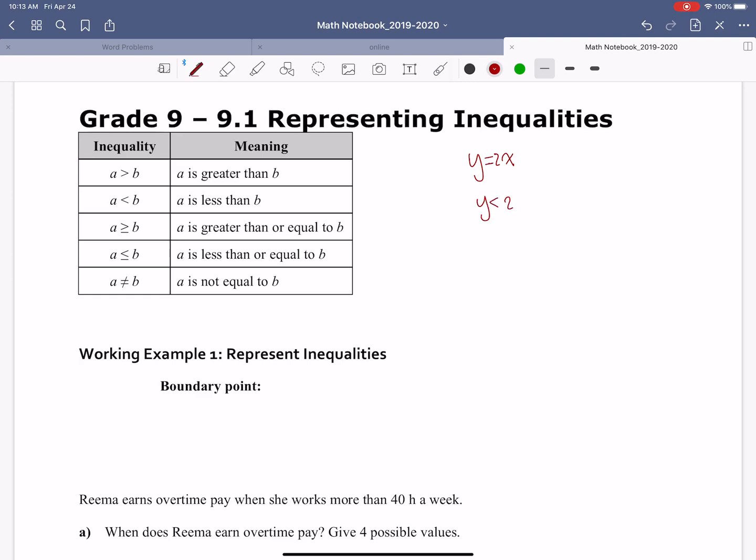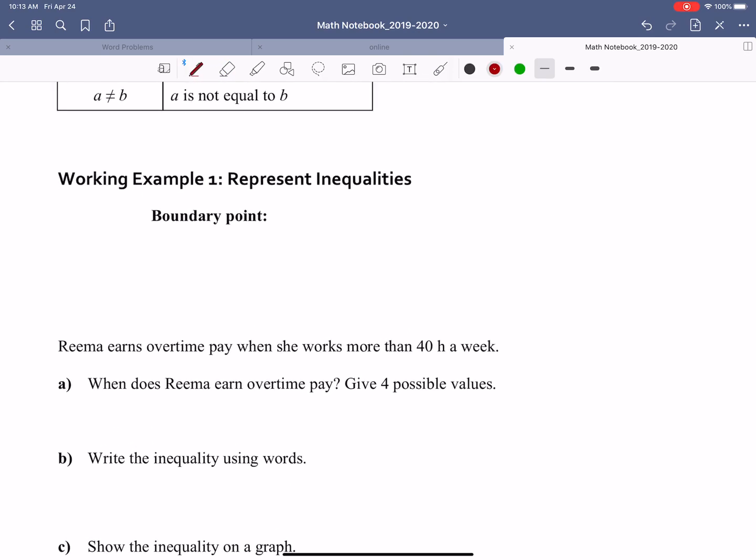Y is smaller than 2x, or y is bigger than 2x, or y is smaller or equal to 2x. That means y has a possibility to equal 2x and also be smaller than 2x, okay? Or y bigger or equal to 2x, or y does not equal 2x, okay? So there's a lot of this we need to learn. It should be easy for you guys, okay? Especially 9.1. So first of all, boundary points.